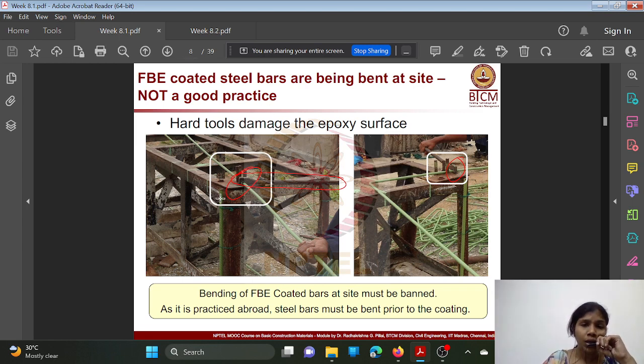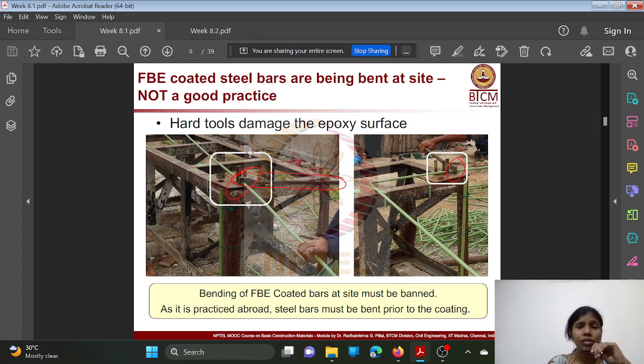Okay, and in case of these fusion bonded epoxy coated steel rebars, you would have seen some bending process of normal steel rebars at the construction site, like the steel rebars will be bent to make use of them as stirrups, etc., at the corners of the beams and columns, right? But in case of epoxy coated steel rebars, hot tools will damage the epoxy surface. Hot tools will damage the epoxy surface. That's why at the site we can't bend these epoxy coated steel rebars.